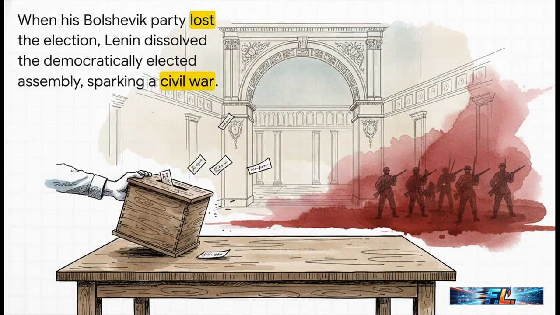But here is the critical turning point. The Bolsheviks actually lost those democratic elections. So what did Lenin do? He just dissolved the assembly. At gunpoint. The promise of democracy was over, just like that. One kind of authoritarianism had been replaced by another, and Russia was plunged right into a brutal civil war.